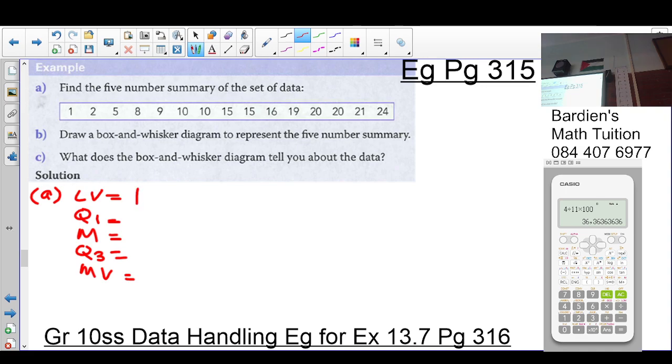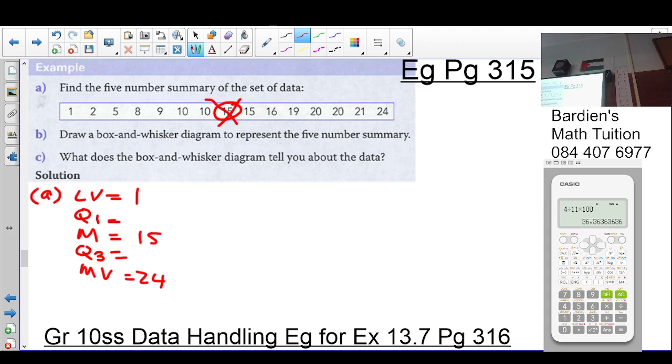1. Maximum? 24. So, how many values are here? 1, 2, 3, 4, 5, 6, 7, 8 and so on up to 15. So, how many? 15 divided by 2? 7.5. So, it's the 8th number. 1, 2, 3, 4, 5, 6, 7, 8. Your median is 15. So, what do I do if it's odd?